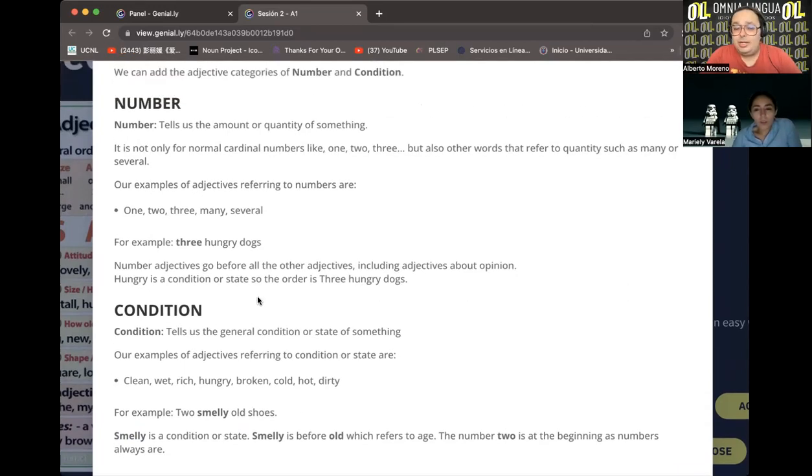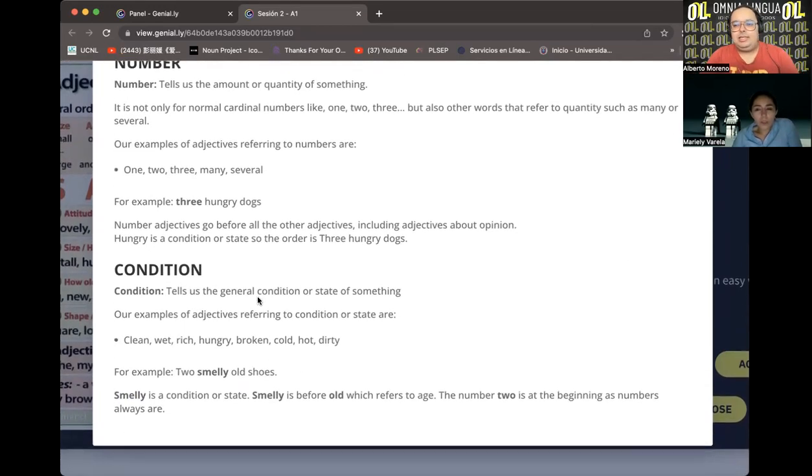Eso sí, los números se utilizan al inicio siempre. Es decir, número y opinión. Número primero y después opinión. Si no hay número, solo opinión. Si no hay opinión, pues ya el que sigue, ¿no? Pero el de condición lo puedes ir metiendo en donde quepa. Por lo general, antes de la edad. Es decir, haya edad o no haya edad, va el de condición. Puede meterse en otras partes y se puede meter en otros lados. Es un comodín. Pero más fácil para que no te compliques tanto, ponlo antes de la edad.